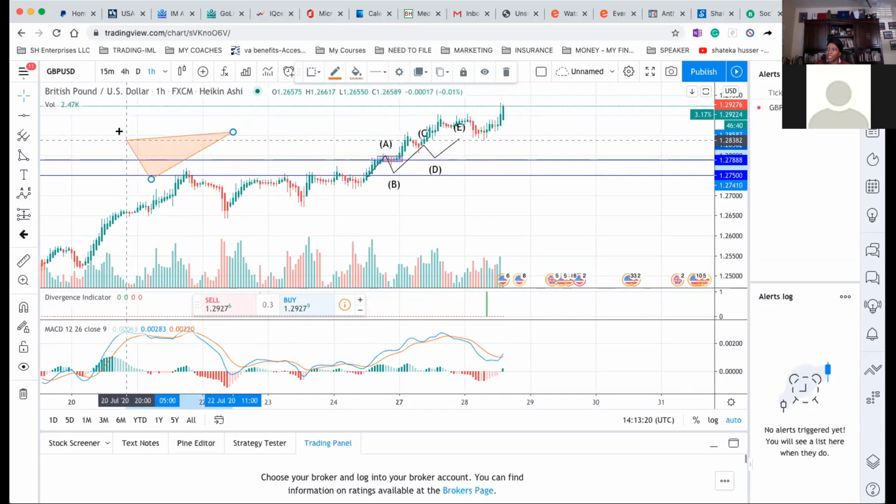All right, if I was to draw one like this, this is what we call an inverted head and shoulder pattern, and not a head and shoulder pattern. Okay.